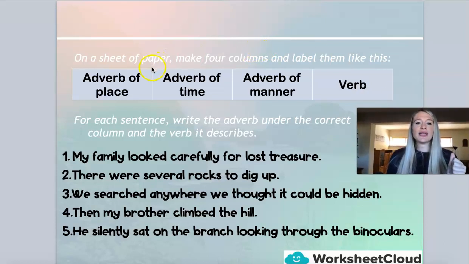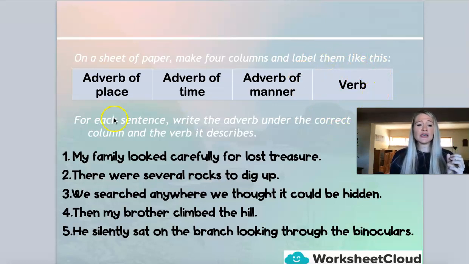So, on a piece of paper, I would like you to draw 4 columns and label them like this. In the heading of every column is going to look something like this. So, your first heading is going to say adverb of place. Your second heading is going to say adverb of time. Your third heading is adverb of manner. And your fourth heading is going to be verb.